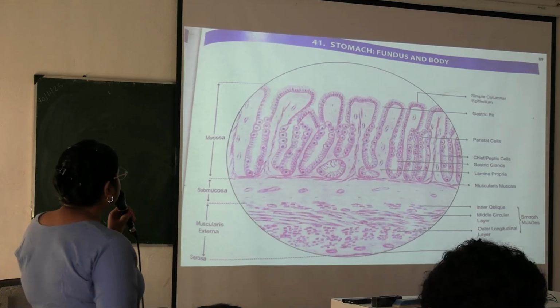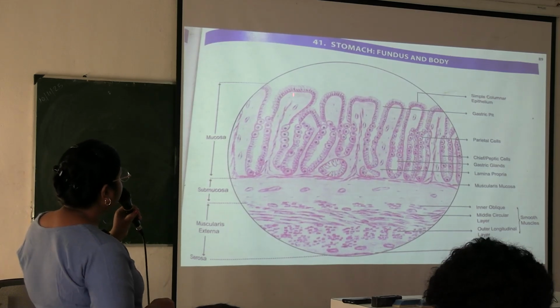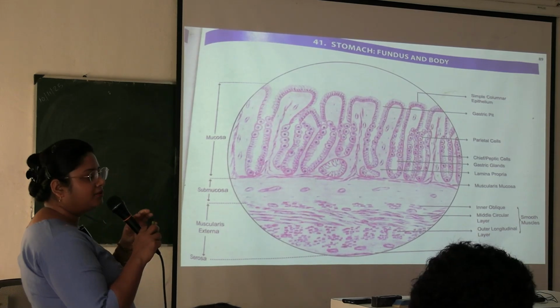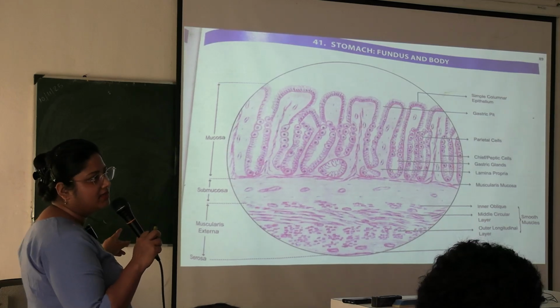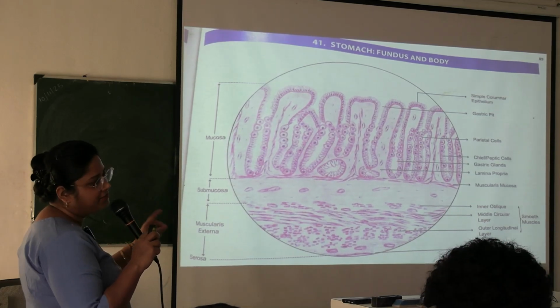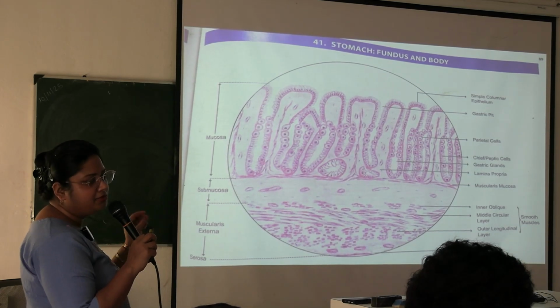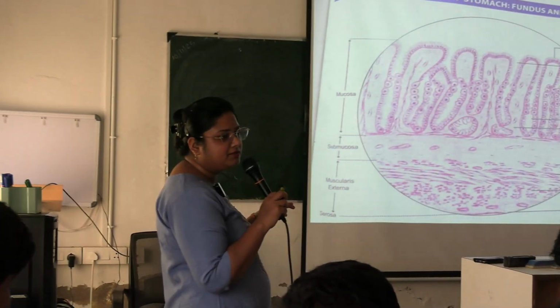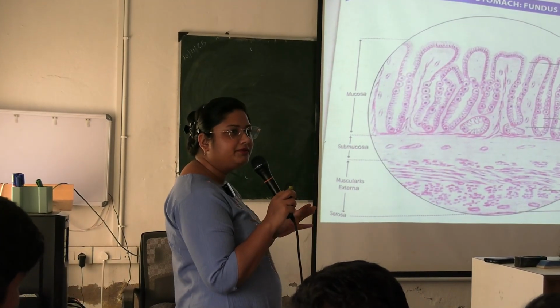Okay, understood? Like this you will draw, and you must draw nucleus. In your senior's copy there is no nucleus. In every diagram of the GIT you have to draw proper epithelium and nucleus. Okay, understood everyone?